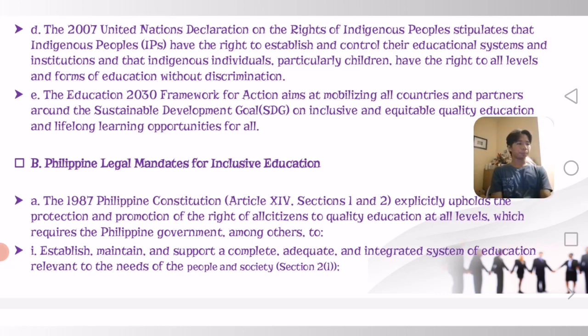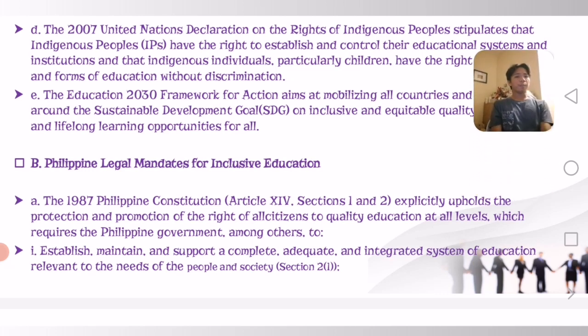So, we are done with letter A, and of course, let's go to letter B. The Philippine legal mandates for inclusive education. So we have mandates. In 1987, the Philippine Constitution, Article 14, Sections 1 and 2, explicitly upholds the protection and promotion of the right of all citizens to quality education at all levels, which requires the Philippine government, among others, to offer quality education for everybody, according to Article 14, Sections 1 and 2.